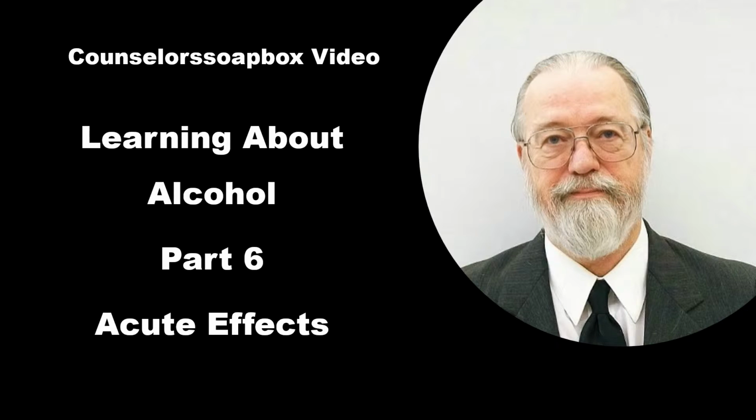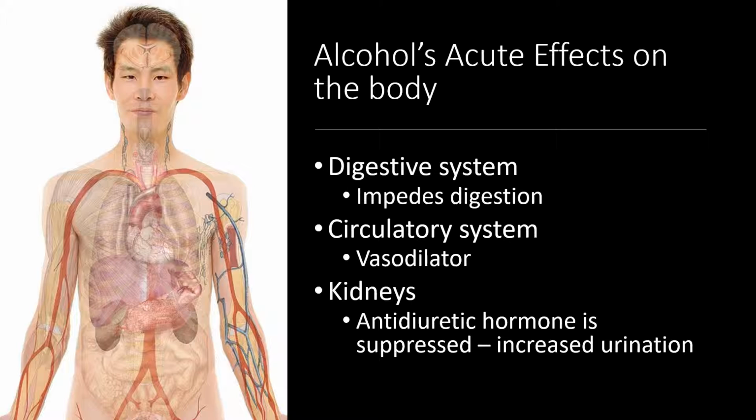Today we're going to talk about the acute effects of alcohol. Alcohol has many acute effects on the body. It affects the digestive system, where it impedes digestion. It affects the circulatory system. Alcohol is a vasodilator, and it affects the kidneys. The antidiuretic hormone is suppressed, increasing urination. This only happens when the level of alcohol in the bloodstream is rising.